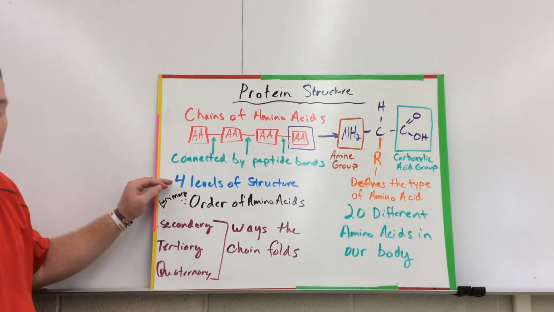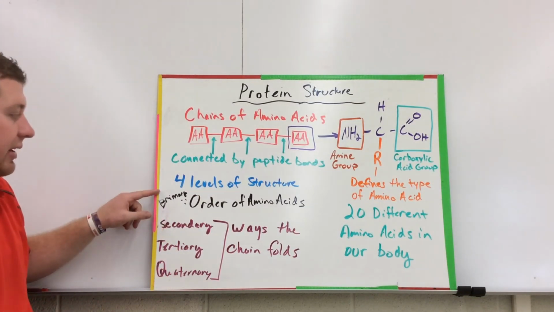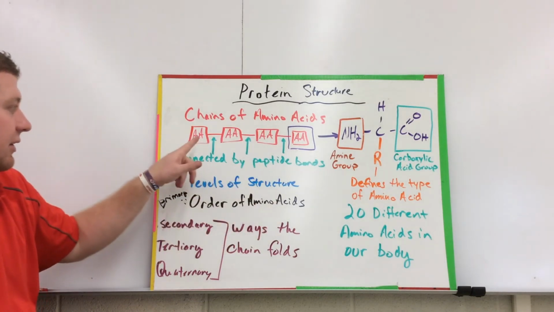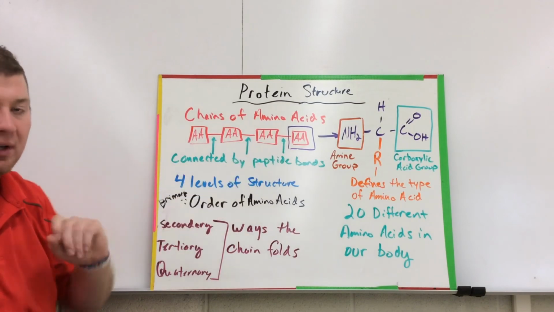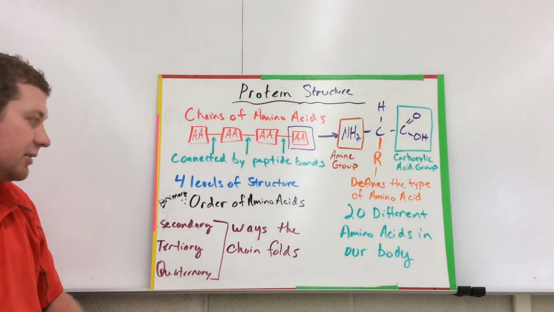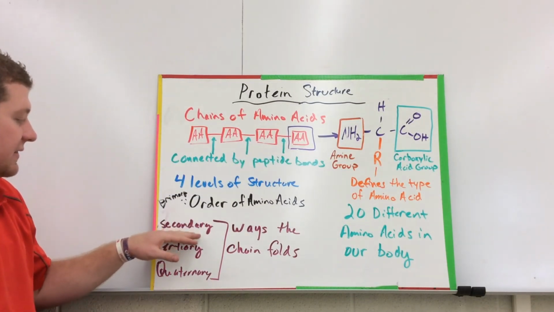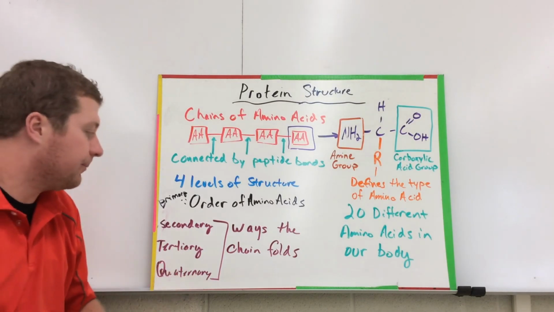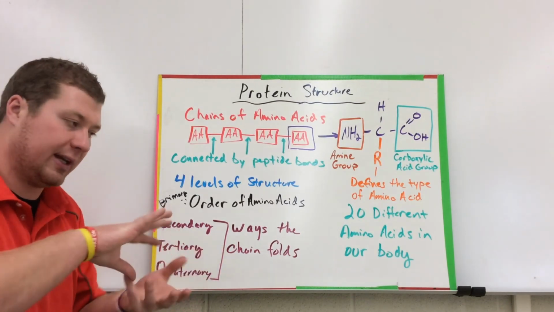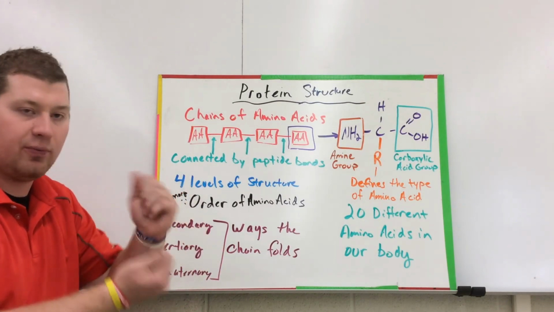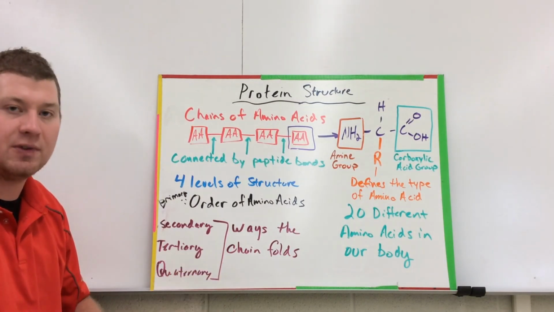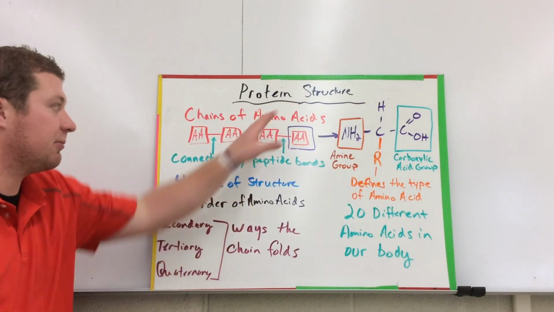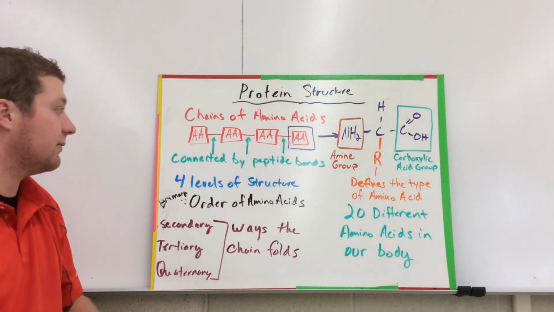When we create a protein, there's 4 levels of structure to it. The primary is the order of the amino acids. So there might be one type of amino acid here, a different one here, a different one here. We call that the primary structure. The secondary, tertiary, and quaternary are all different ways that the chain folds. If you take a chain and fold it up, you can fold it a ton of different ways. And the ways the chain folds determines the type of protein and what the protein's function can be.